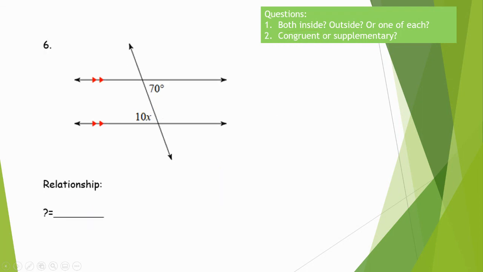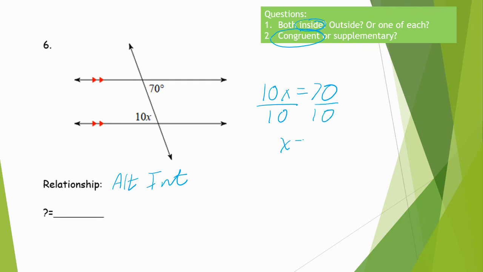Okay, one more. Both inside, outside, or one of each? They're both inside. They alternate sides, so that's an alternate interior, and those happen to be congruent. So 10x equals 70. We divide by 10, so x is 7.